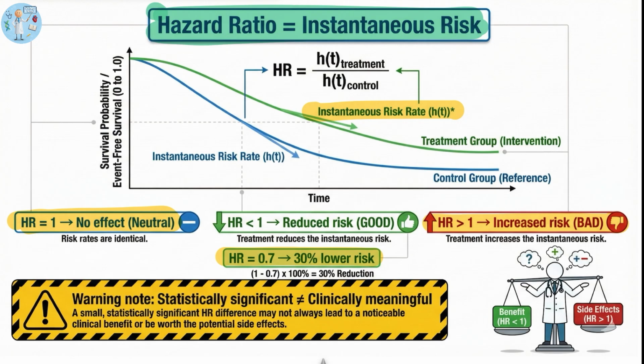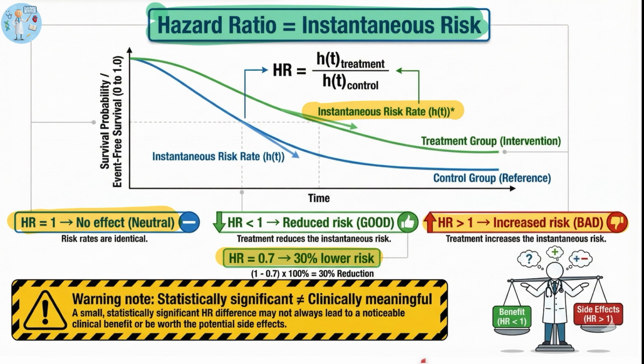Now, a quick warning here. Sometimes you see a study that has a statistically significant p-value. The difference is real, but the HR is something like 0.95. Right. And that's a small, real difference. It means you have to ask a different question. Is a 5% reduction in risk clinically meaningful? Especially when you factor in side effects or cost. Exactly. The stats prove a difference exists, but the HR helps you decide if that difference actually matters in a patient's life. That's a great way to put it.